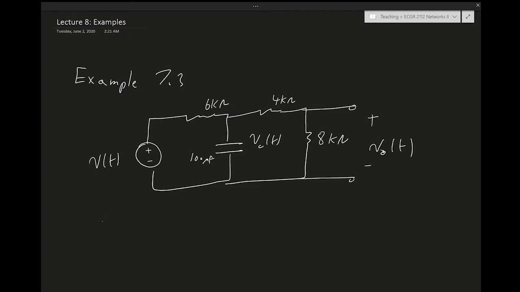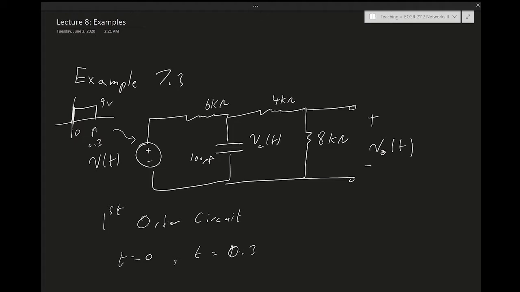So this would be a first order circuit, and there are two transients here because the input is a pulse. So there's a change in the circuit in terms of the change in the input voltage that happens at time equals 0, and then another change that happens at time equals 0.3. The height of the pulse is 9 volts. So the transient happens at t equals 0 and t equals 0.3 seconds.